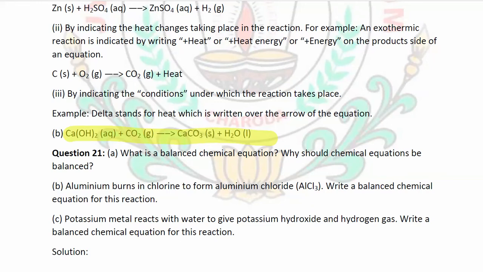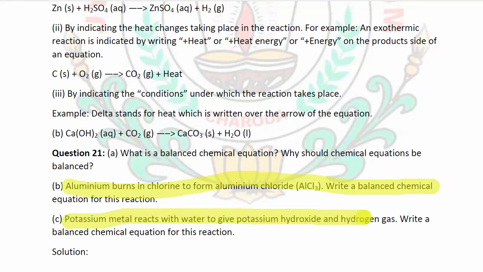Next, moving further, what is a balanced chemical equation? Why should a chemical equation be balanced? Aluminium is burnt in chlorine to form aluminium chloride. Write a balanced chemical equation for this reaction. Also, potassium metal reacts with water to give potassium hydroxide and hydrogen gas.